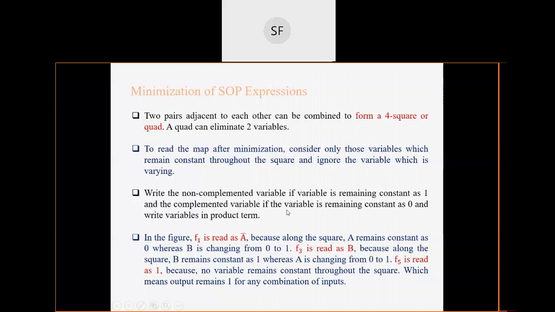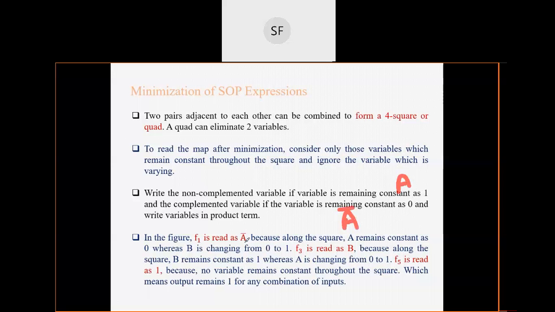and the complemented variable, if the variable is remaining constant as 0. If the value of, let's say, a is constant and its value is 0, then you have to write a bar. Okay, if the value of a is 1 and a is constant, then you have to write only a.